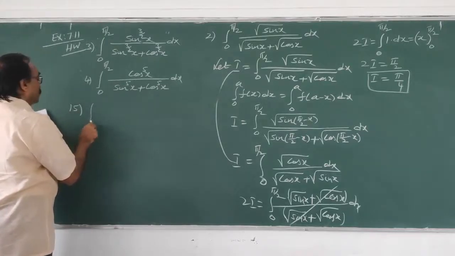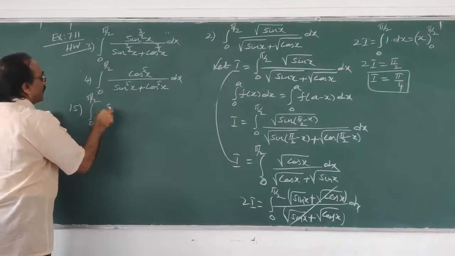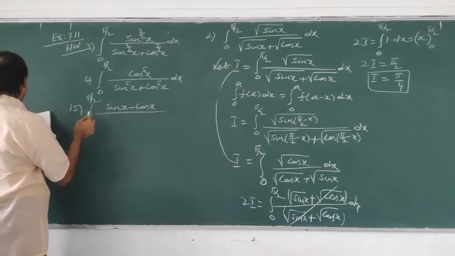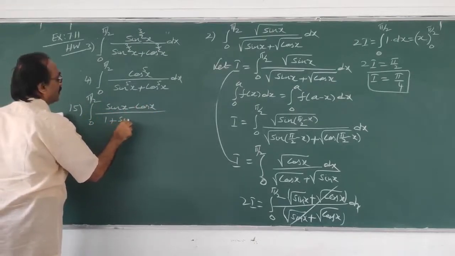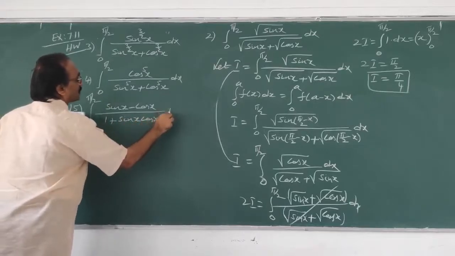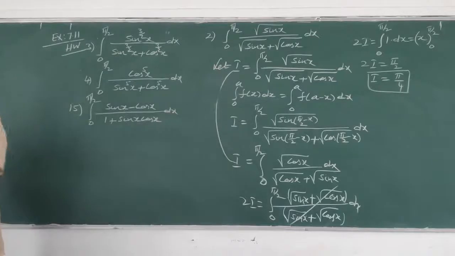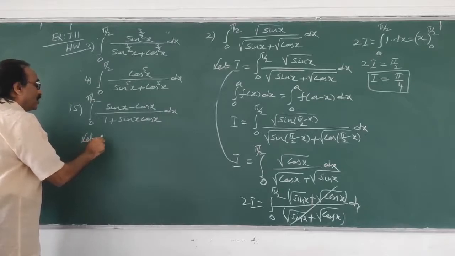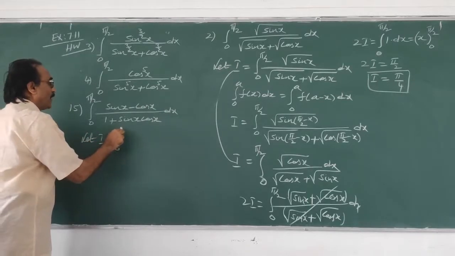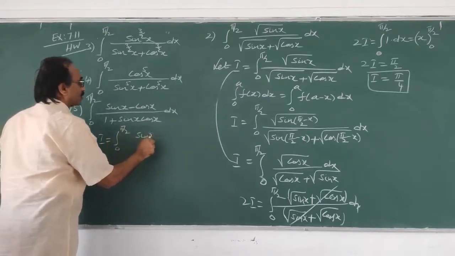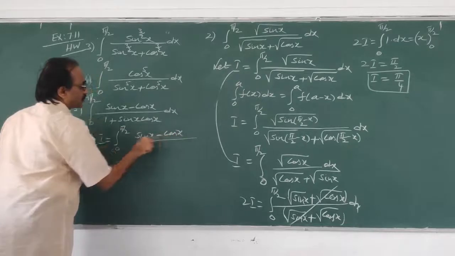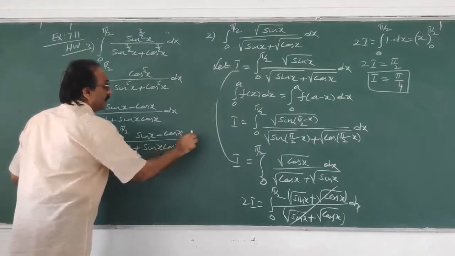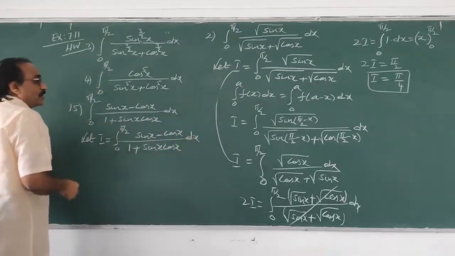Problem number 15 means integral 0 to pi by 2 of sin x minus cos x over 1 plus sin x cos x dx. This is the problem given, problem number 15. Now applying the same principle, let I be equal to, again the same, integral 0 to pi by 2 of sin x minus cos x over 1 plus sin x into cos x dx.